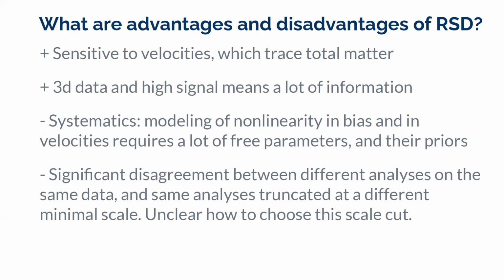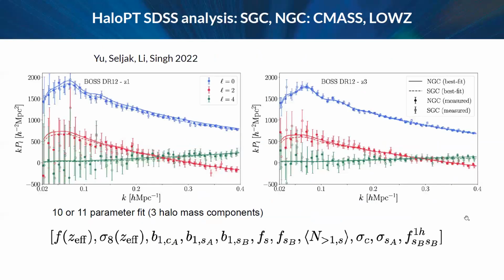All right, so what are the advantages and disadvantages of RSD? Well, the advantage is that we're sensitive to velocities, and therefore we can measure dark matter clustering. Another advantage is that we have 3D data, which means we have a lot of information. But there are systematics. We have to model biasing and nonlinear biasing, and more importantly, perhaps, we have to model what these fingers of God peculiar velocities are doing on small scales. As a result, as I'll show, different models give different results.